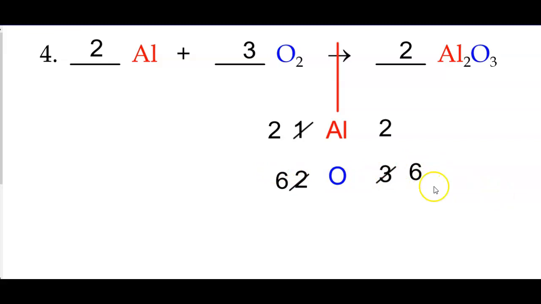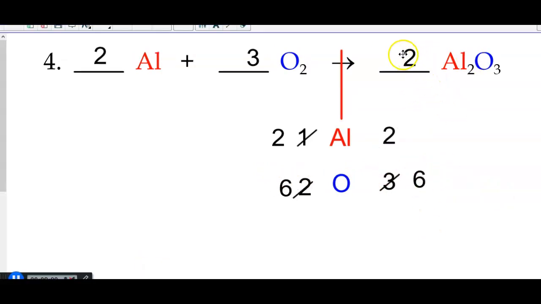So now oxygens are balanced, but this 2 also affects this aluminum. So the 2 times the 4 is going to get my aluminums to go to 4. So there they go. Now I have a problem though, because great, now my oxygens look good. Remember, it's balancing for a reason, but now my aluminums are off balance, so I got to fix that.